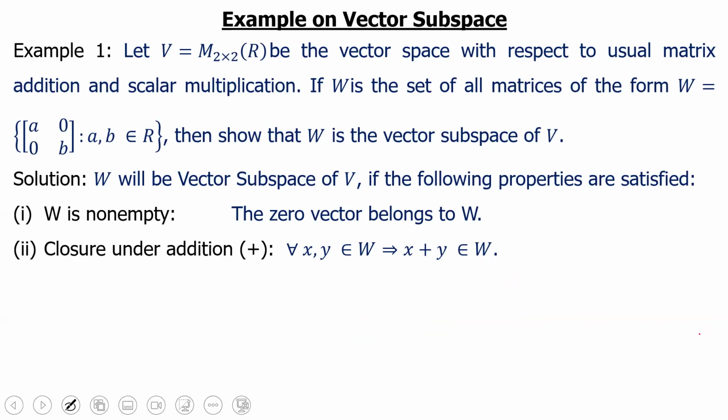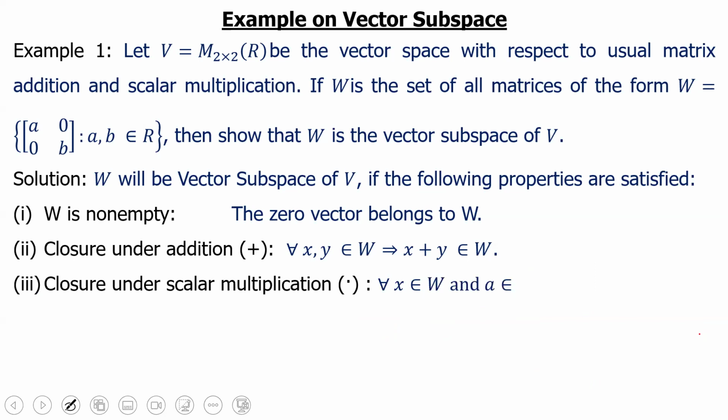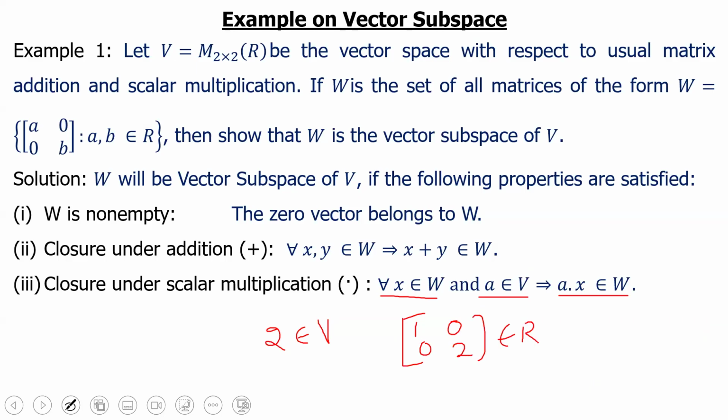Similarly, if we see the third property, closure under scalar multiplication: for all x belonging to W and a belonging to R, a times x belongs to W. Now let me take an element. 2 belongs to R, and [1 0; 0 2] belongs to W. If you multiply them, 2 times v, which is equal to [2 0; 0 4], which is again an element of W.